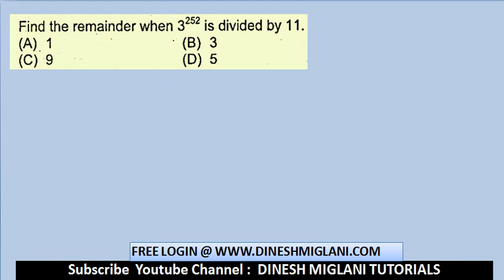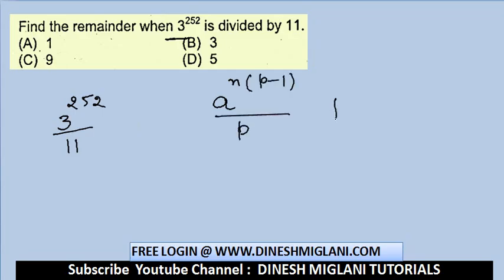Next one is: find the remainder when 3 raised to power 252 is divided by 11. This question can be done in two ways. One, we may apply Fermat's theorem. We know that a raised to power p minus 1 divided by p, where p is a prime number, the remainder is always equal to 1.